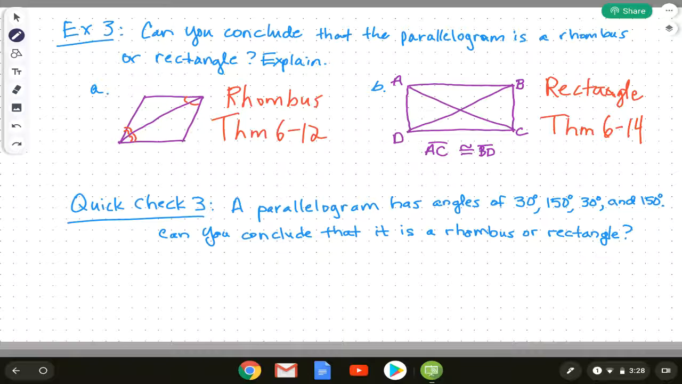Okay, so the final thing is to look at Quick Check 3. This time they don't give us a picture. They tell us that a parallelogram has angles of 30, 150, 30, and 150. And they're asking if we can conclude that it's a rhombus or a rectangle. So stop and see if you can figure that out for just a minute.